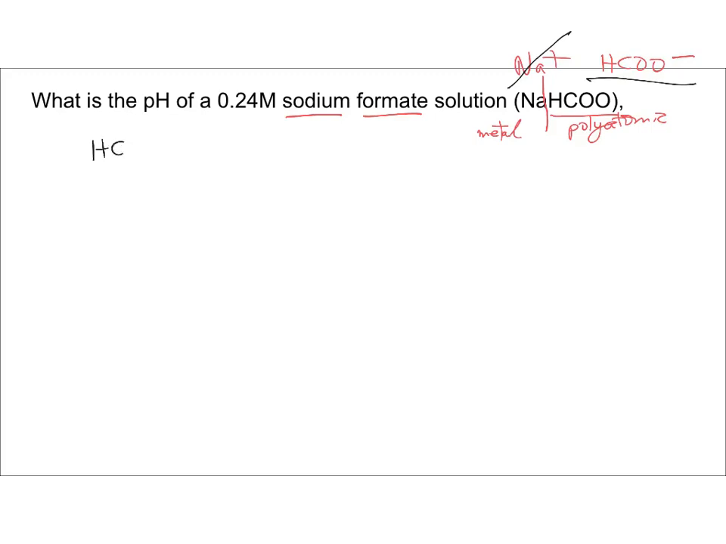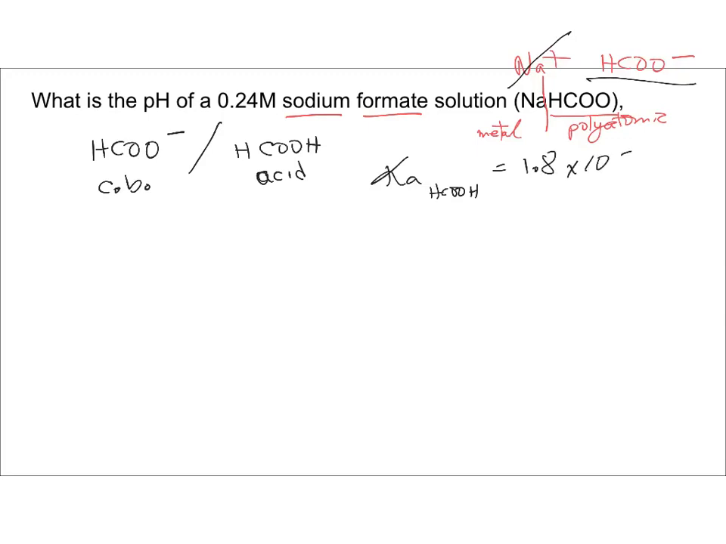Now HCOO minus is negative, which means it's going to be the conjugate base of something. Well, it's the conjugate base of whatever we stick that proton on, so HCOOH is going to be the acid for which the formate is the conjugate base. So you're going to go to Google in this case and look up Ka for HCOOH, and when you do that you find that the Ka for this acid is equal to 1.8 times 10 to the minus 4.